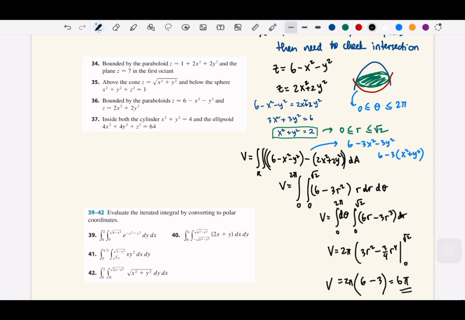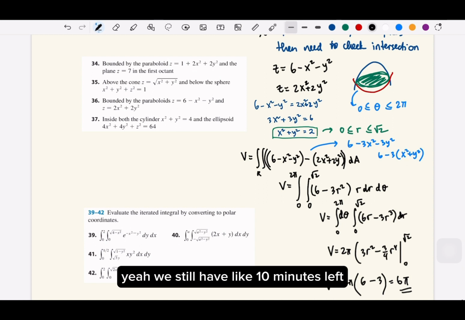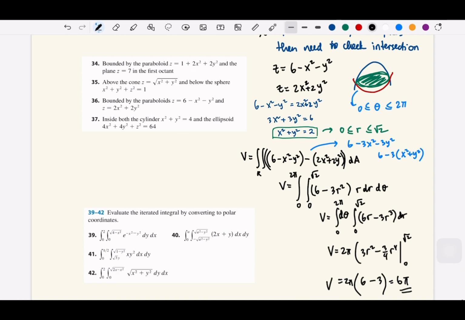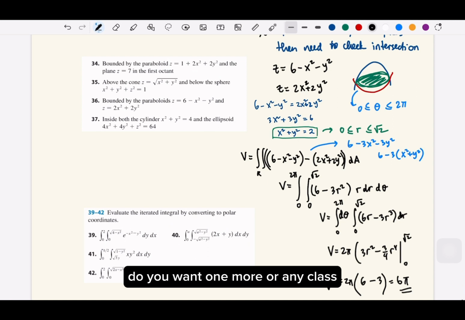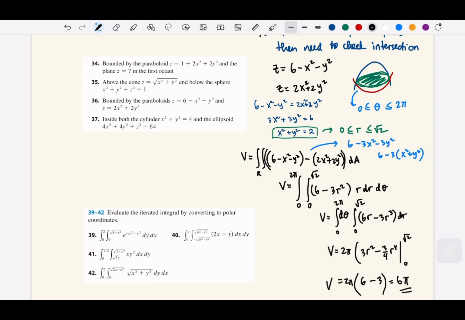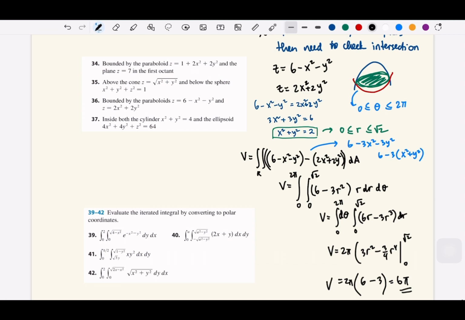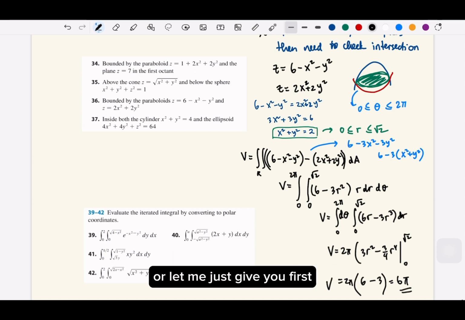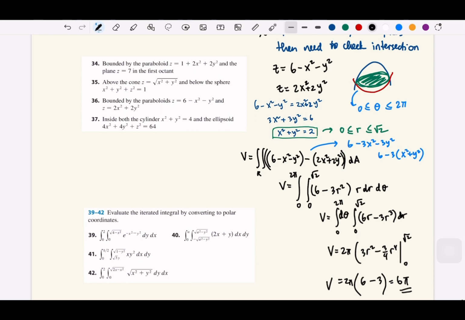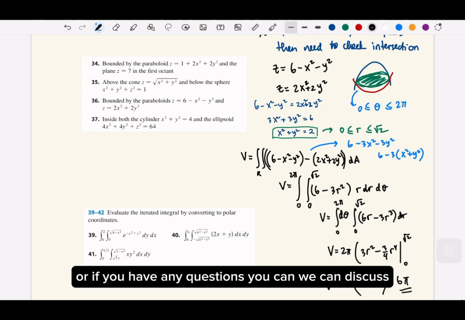Okay, yeah, we still have like 10 minutes left. Do you want one more or end the class? Do you have to end or one more? I know this is Friday and rainy, right? It's quite sleepy. Or let me just give you first and then we can continue later. Is that okay? Or if you have any questions, we can discuss.